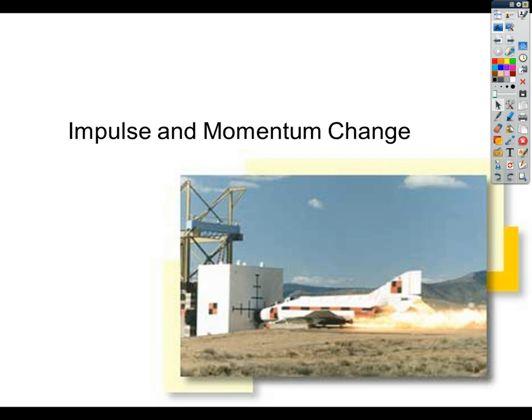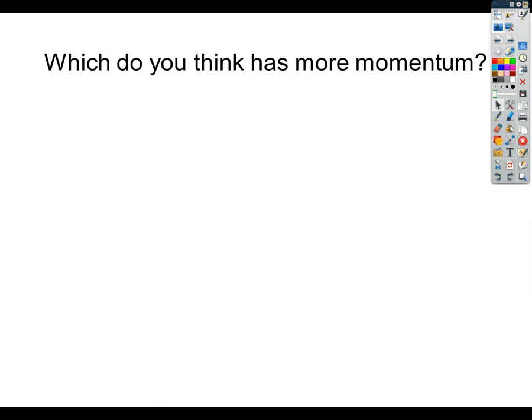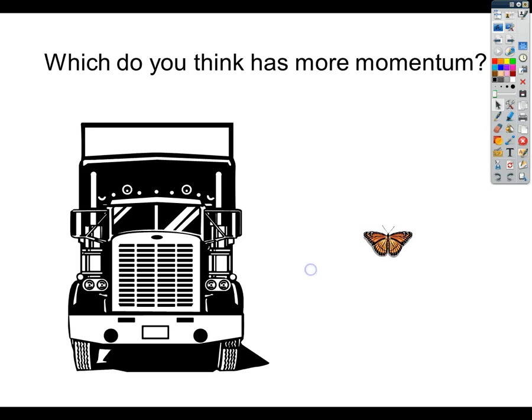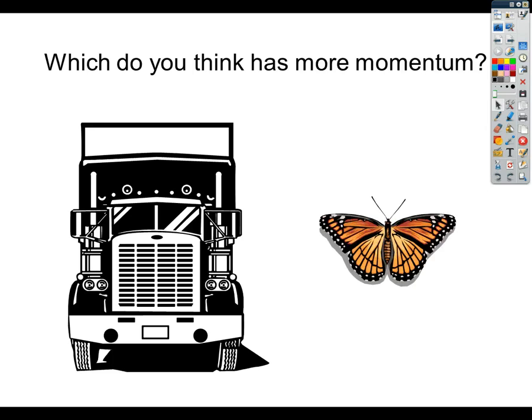At the time they weren't really sure if that was ever going to be needed, but now that we've had 9/11 you can tell for sure that we need to know about that. The big question that you have to think about is which one of the two do you see here has more momentum? Well, let's say that the truck here is only moving at 1 meter per second and the butterfly is moving at the speed or very close to the speed of light. Obviously the butterfly will have more momentum.